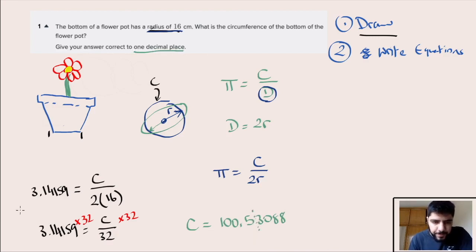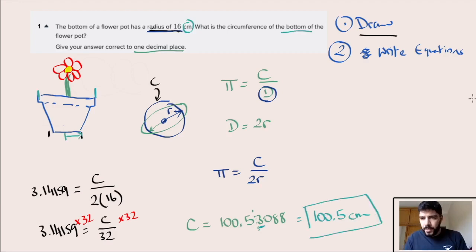Now it says give your answer correct to 1 decimal place, so I'm just going to round here. And so the next digit is 3, which means we round down. So my answer is 100.5 centimeters. And I use centimeters because the radius is in centimeters. Okay? Let's move on to the next question.